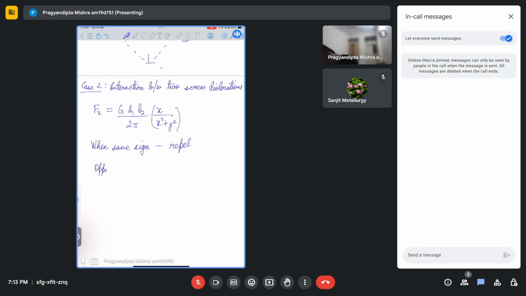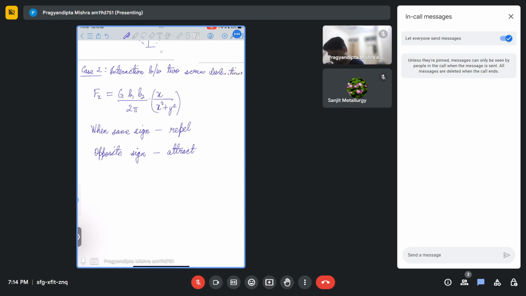And when they are of the opposite sign, attract. So here, what do we mean by sign in screw dislocations? Whether they're parallel or anti-parallel, okay? Because for a screw dislocation, the sign is defined by how we have created it, right? So whether they're parallel or anti-parallel will define whether they will repel or attract.